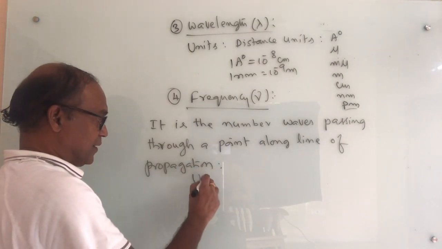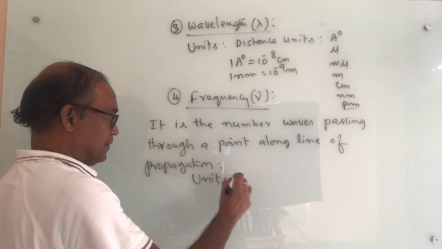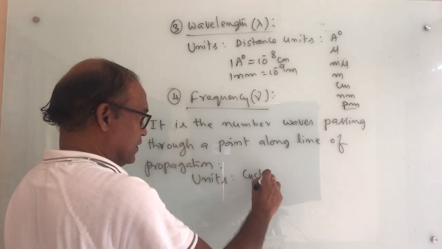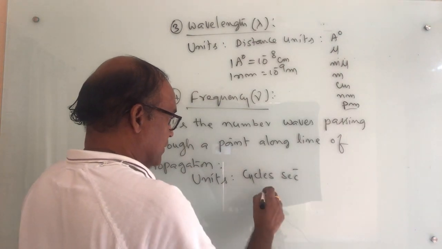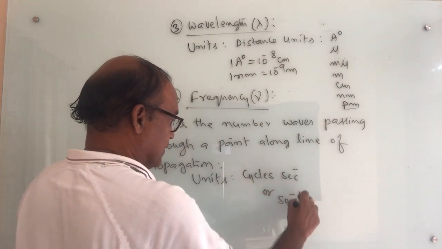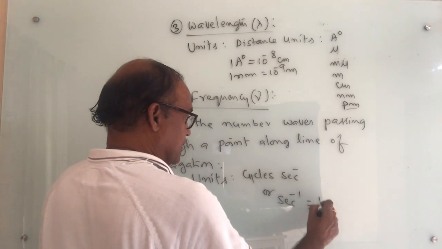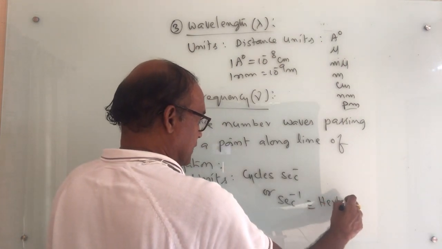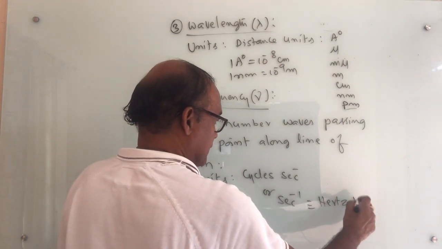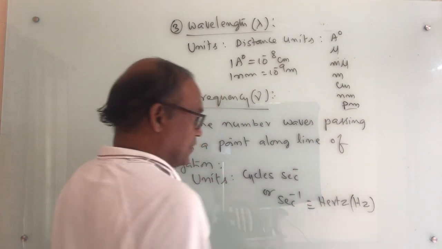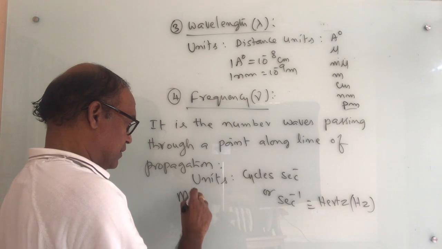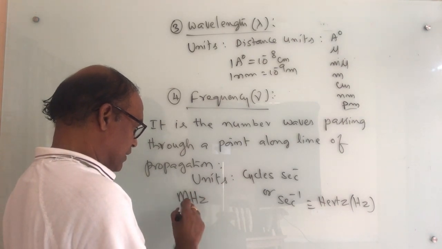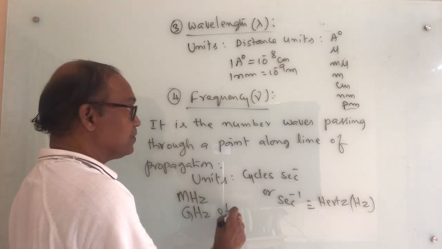Actually, the units are cycles per second, or simply per second. The equivalent term is the hertz, Hz. You can express it in megahertz, gigahertz, etc.